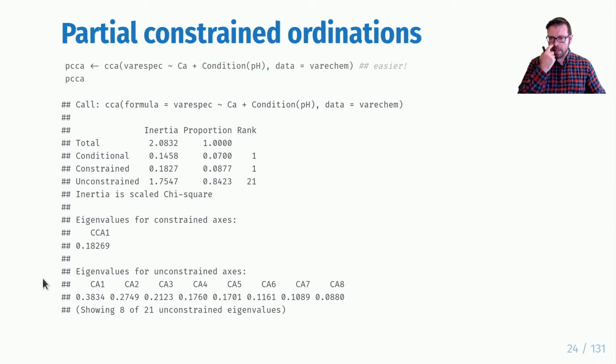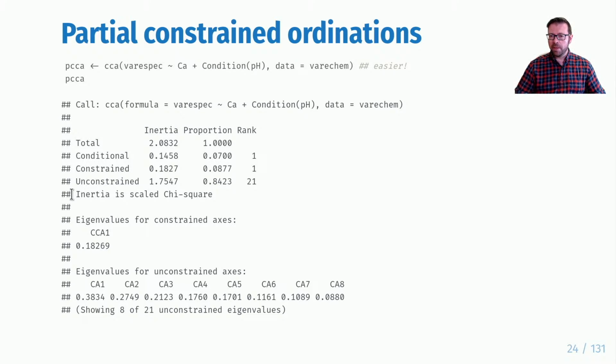And if we just look at that, then we get a little bit extra information here. We can partition the total variation. This number we've seen before, there's about 2 bits of variance in this data set. The conditional line tells us how much variation could be explained by pH. So that's the amount of variation that we partial out, and it's about 7%. The constraint line again tells us how much variation can be explained by our constraints, and we only have one of them here, so that's how much variation can be explained by calcium after accounting for pH. And that's about 9%. And then this is the stuff that's left over.